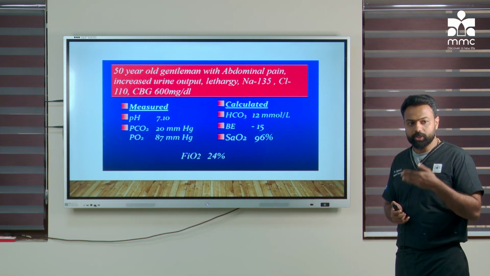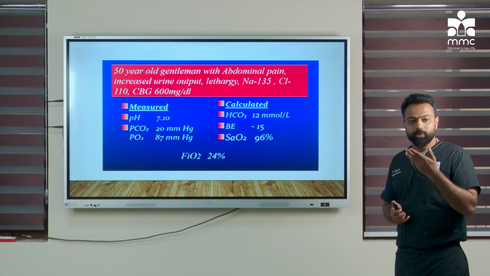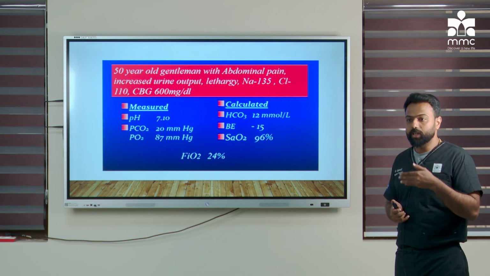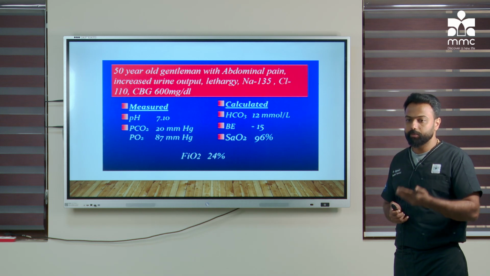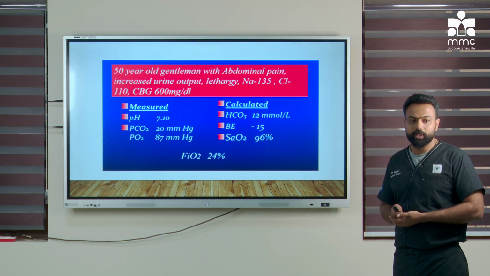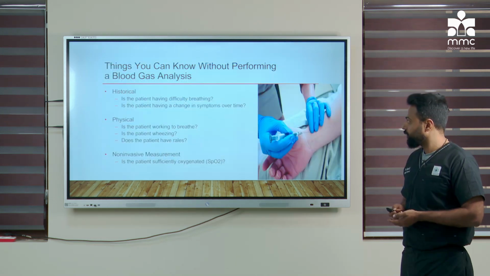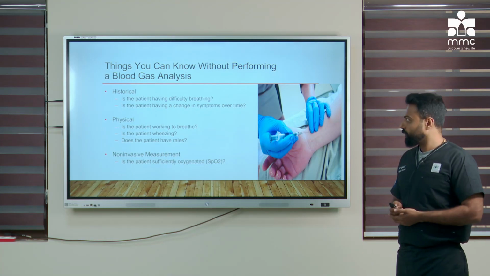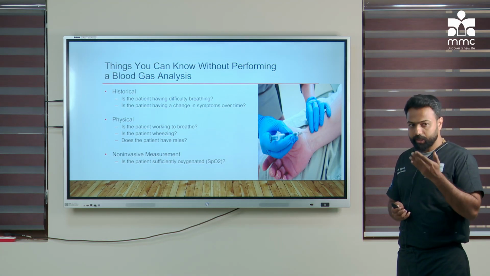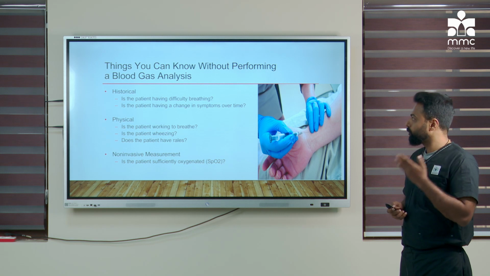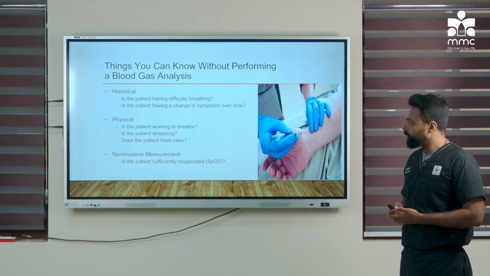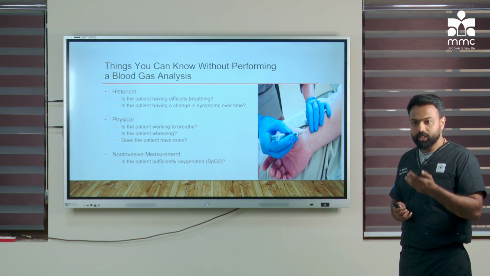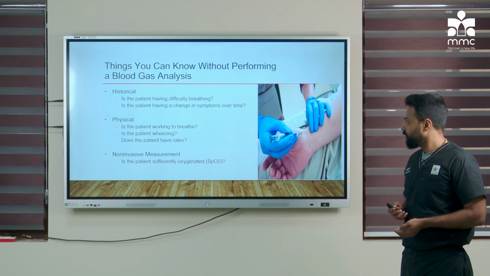So when you approach an ABG, you have to think about the clinical scenario and what the patient's condition is. Then you have to approach the ABG. Then only you have to interpret the ABG. That's why I put a slide like this. So if you want to perform an ABG and analyze the ABG, you should know the history of the patient initially, and you should have the physical examination findings.